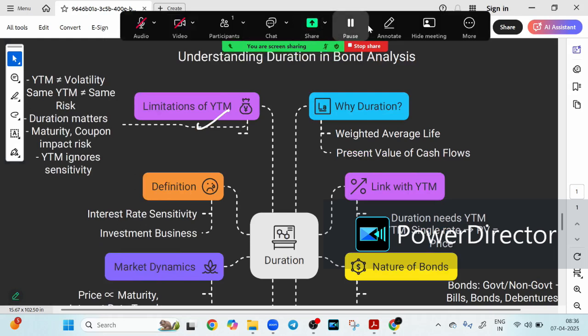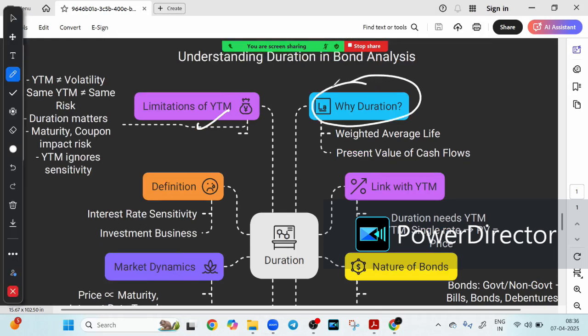Why duration? You can see why duration is necessary. Because duration gives us a weighted average life of a bond's cash flow, right? It helps calculate the present value of the future payments. Super useful when comparing bonds or predicting the impact of rate change.